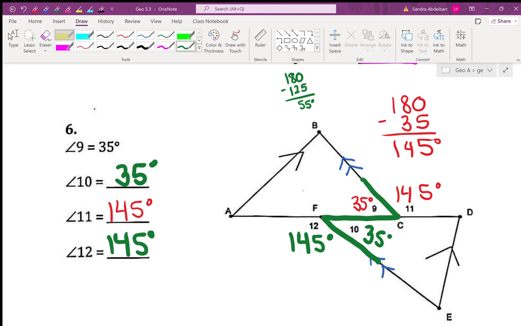Aren't 12 and 11 exterior? Alternate exterior angles. Yeah, they are. Very good. And that's why they're the same.